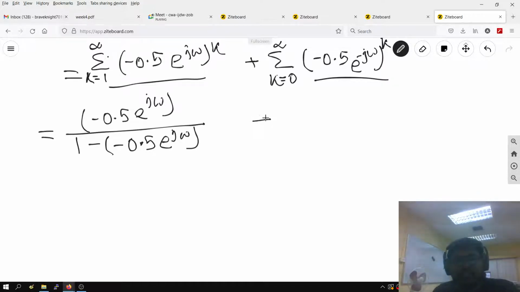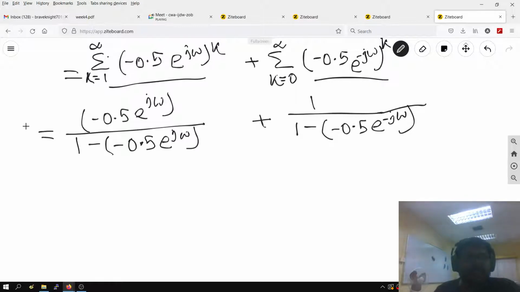And also here, these are the GP series formulas: 1 minus 0.5 e to the power minus j omega. This is S(omega). So see, for the first term, k is equal to 1, and that is the reason for the first term a. What is the formula of a GP series? a by 1 minus r.